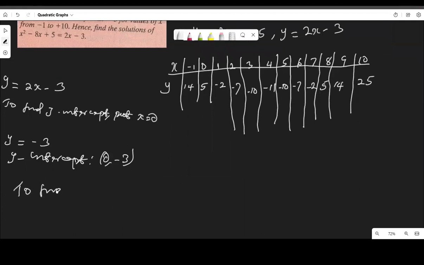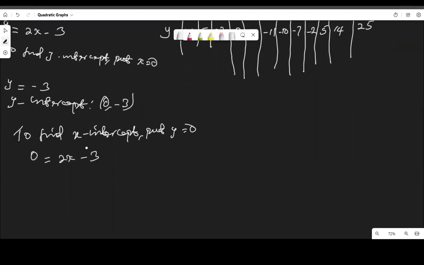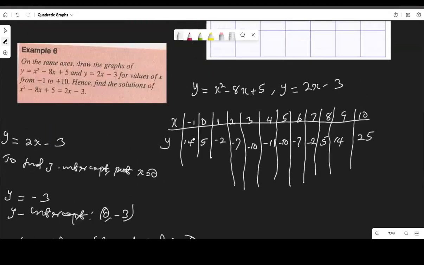To find the x-intercept, we put y to be 0. If I set y to be 0, that means 0 is equal to 2x minus 3. Taking this minus 3 to the other side to be plus 3 equal to 2x. Divide both sides by 2. So x is equal to 1.5. With this we can plot the graph.